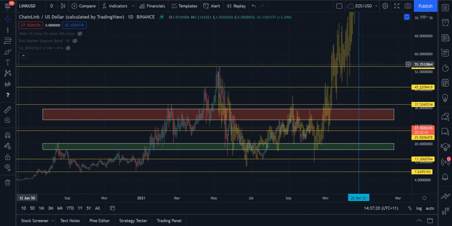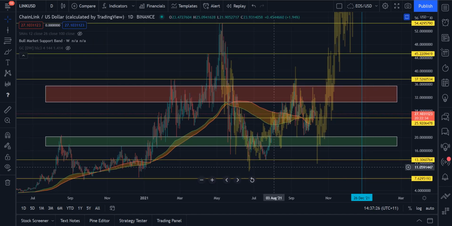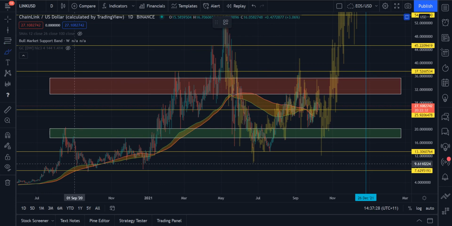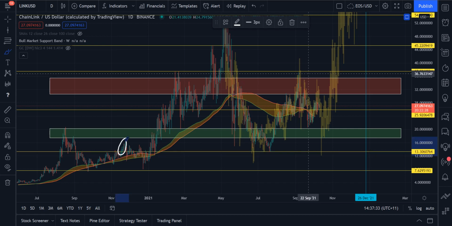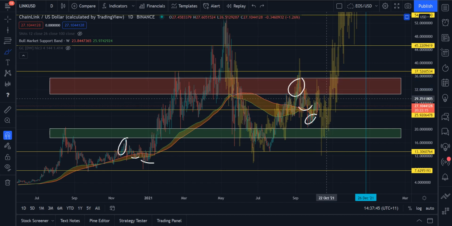Now, if we look at some of the indicators that suggest this fractal is playing out as well, what we can actually look at is the bull market support band, right? We can see on the bull market support band, after the capitulation here, we came down and we had this peak here in September. We came down, we retested the bull market support band, we dropped below it briefly, and then we moved up. What we've done now, we've retested the bull market support band, we've dropped below it briefly, and now we should be moving up, right? Very similar stuff, right?